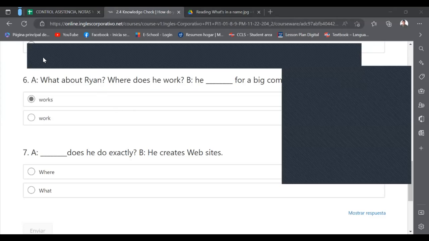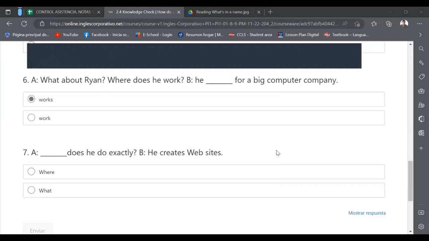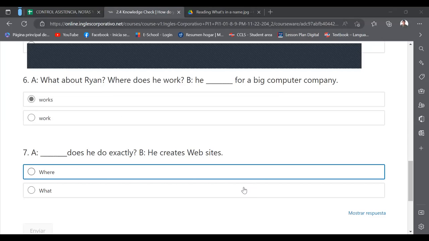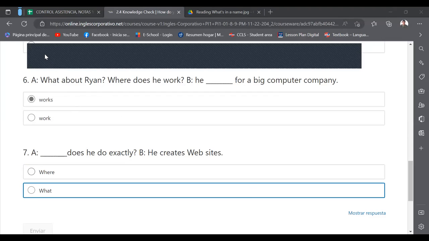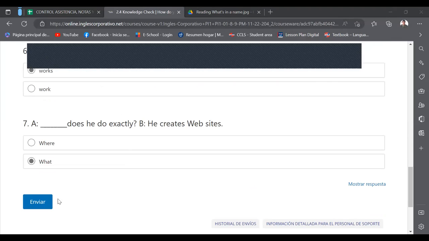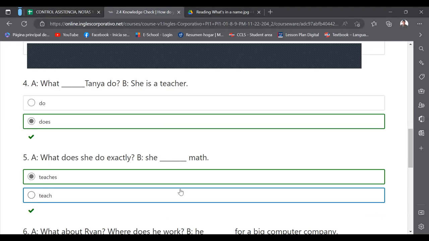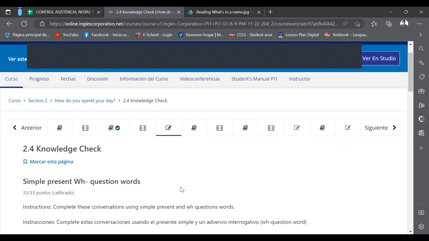And Ruth, number seven. What does he do exactly? He creates this website. Creates. Okay. Thank you so much. Let's check the exercise. Very good. Everybody got a 10. Great job.